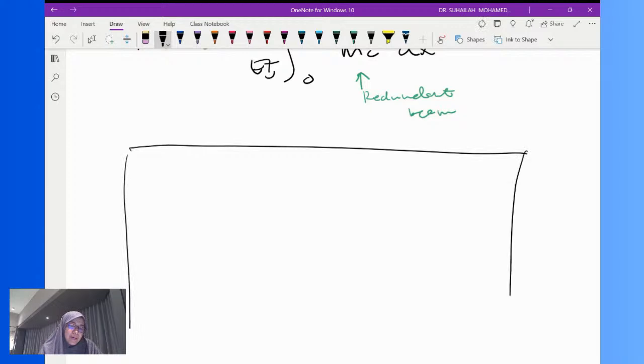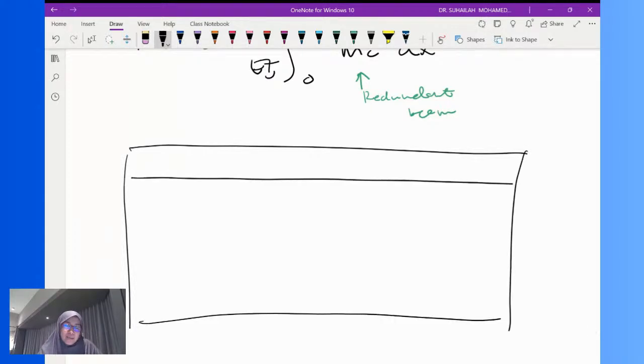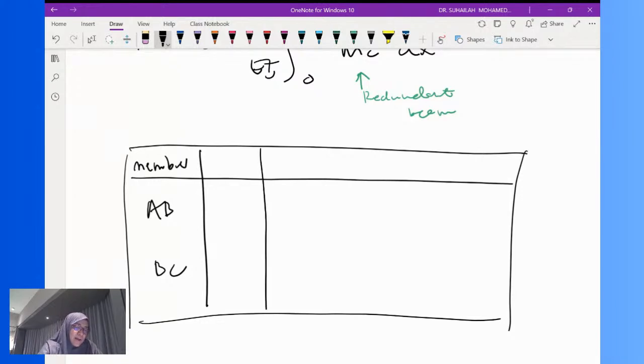In the table, we have to list all the members. In this case, we only have two members, AB and BC. Then we have to write what origin we choose: for AB, origin A; for BC, origin C.